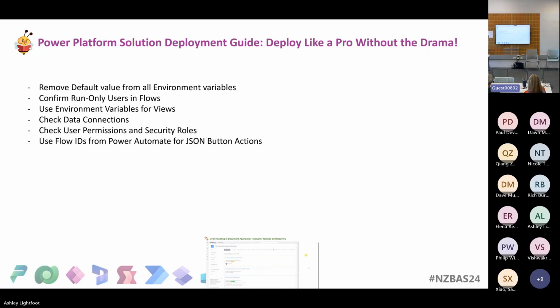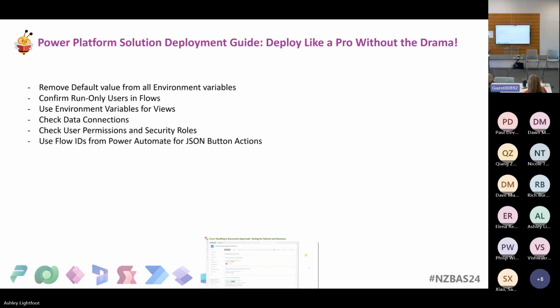And check data connections in the source solutions and the destination solutions to see if it has valid data connections, and check the user permissions and security role. So ensure that users who use the flows or the apps have the good permission setup and the security role setup. And use the flow IDs from Power Automate for JSON buttons.